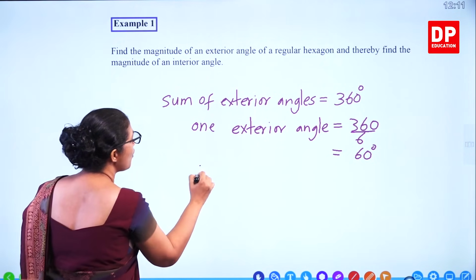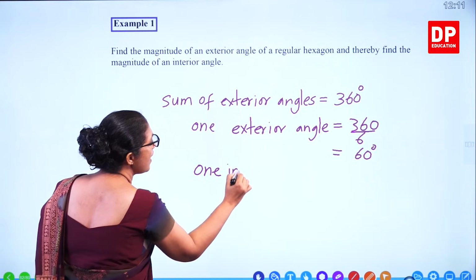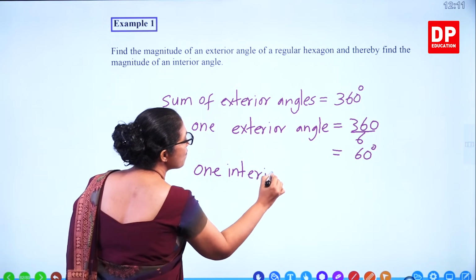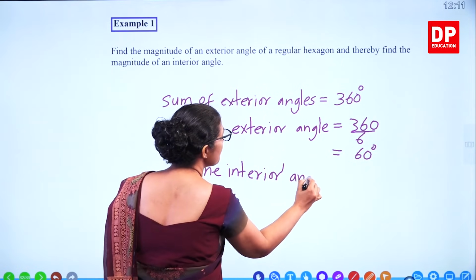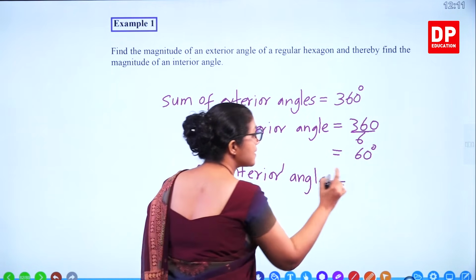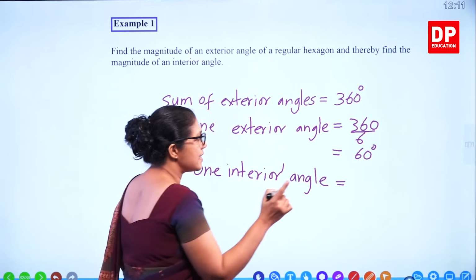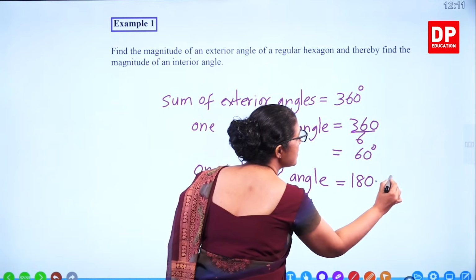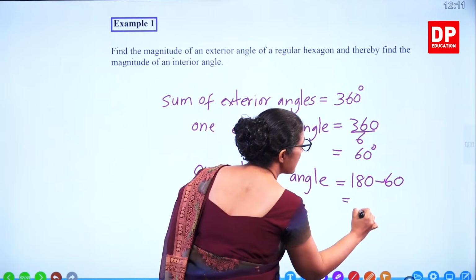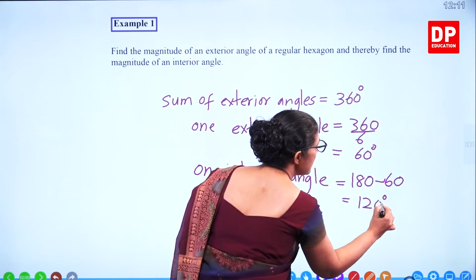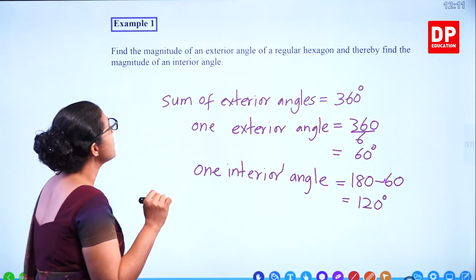So how do you find one interior angle? We know that the sum of exterior and interior is 180. So 180 minus 60. So you get 120 degrees is one interior angle.